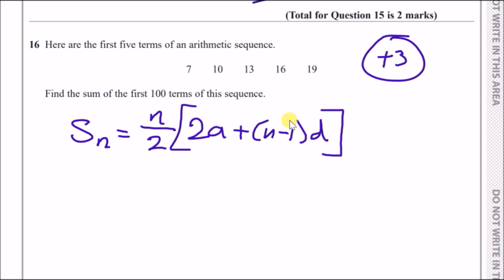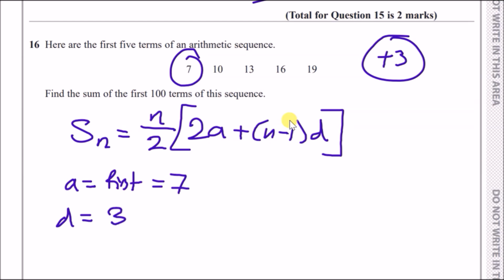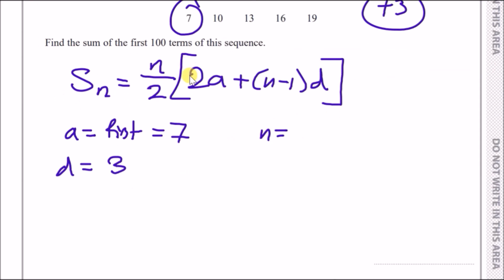Here we've got a, yeah? a is actually the first term. So in this case, the first term is actually 7. d is your difference, which is what it is going up in. It's going up in 3. And n is your position. So what we're trying to say here, we want to find the sum of the first 100 terms. So in this case, n would actually have to be 100 because we're trying to work out 100 terms.